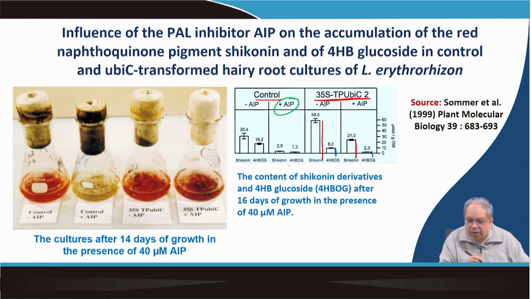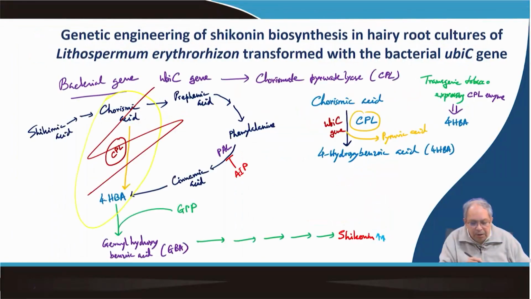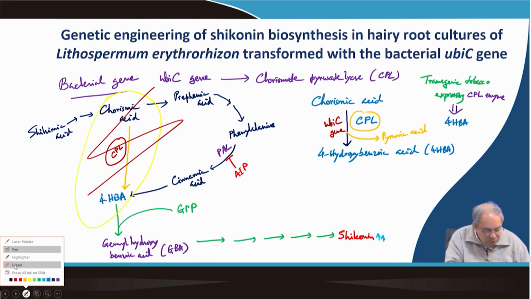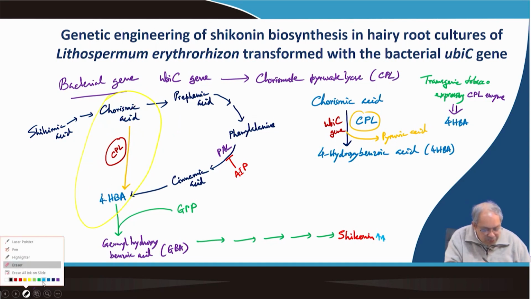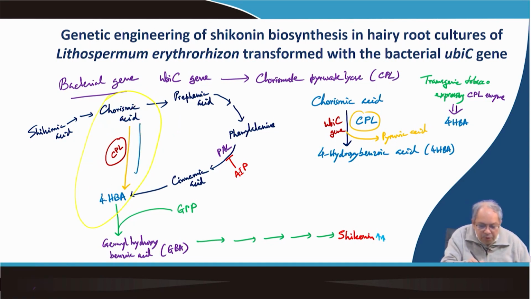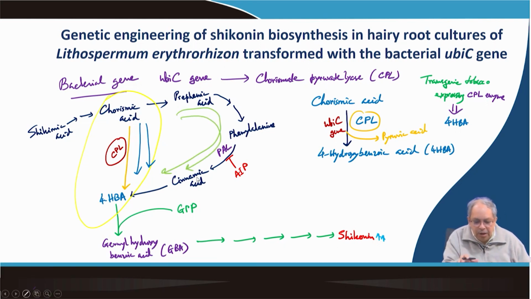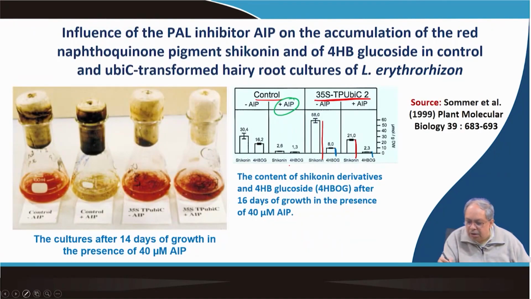That means what? That means both the pathways are contributing to shikonin formation. This pathway is contributing to shikonin formation because of the transgene, and this pathway is also contributing to shikonin formation as in the wild type. So, in the transgenic line both are active. Even if you block AIP, the shikonin content is reduced because this route is not coming, only this route is active, and that is why you see the content is getting suppressed in both.